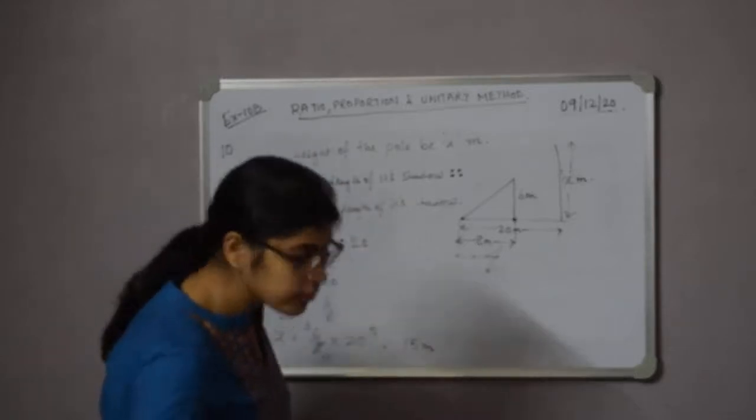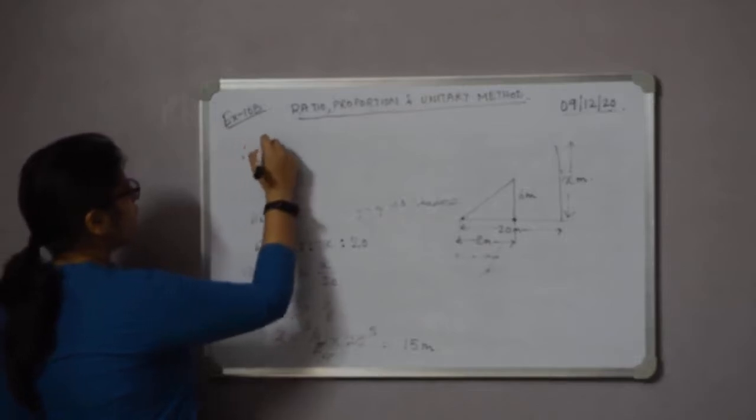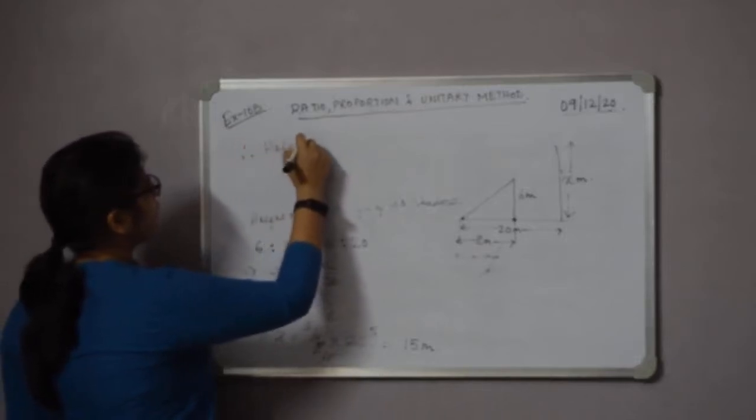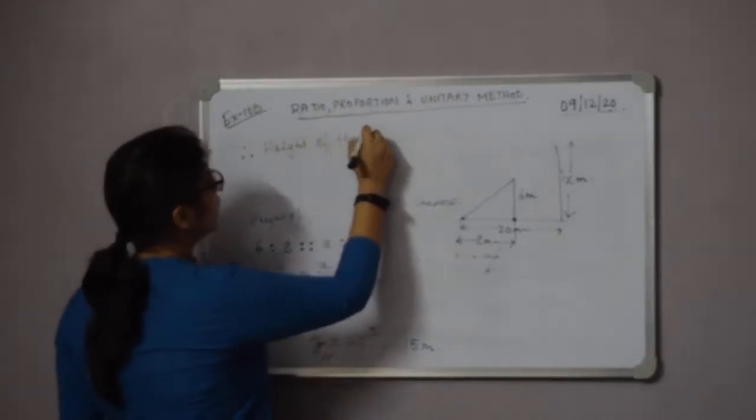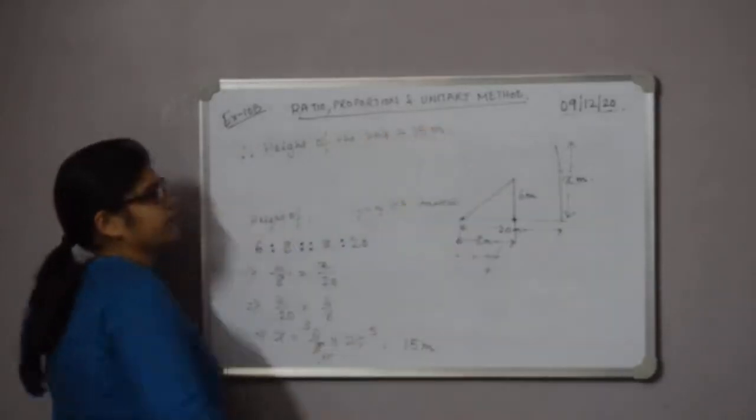So what is the length of the pole? So you can write therefore, height of the pole is equals to 15 meter.